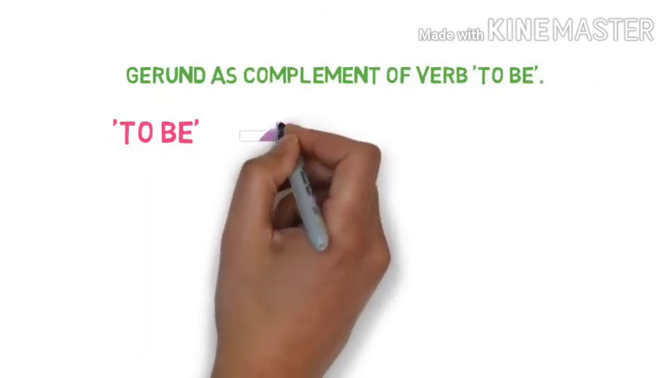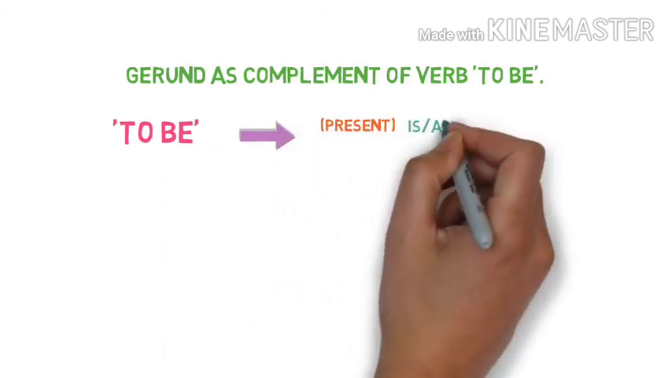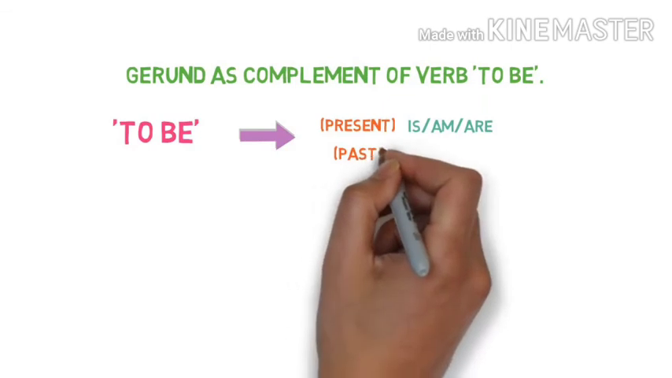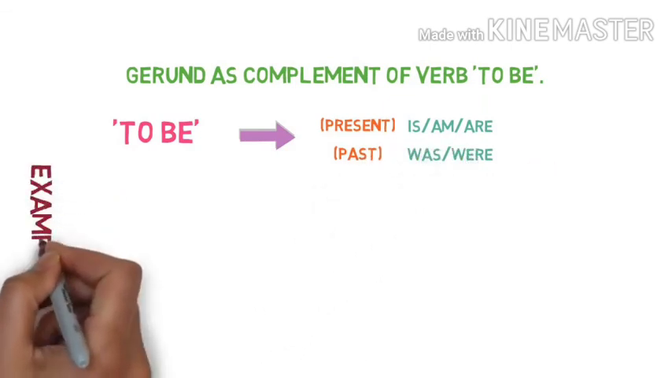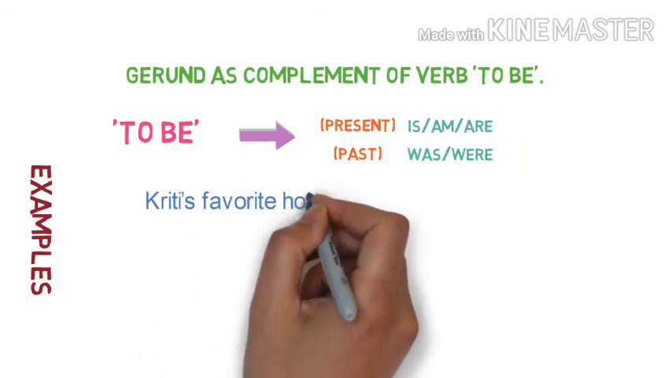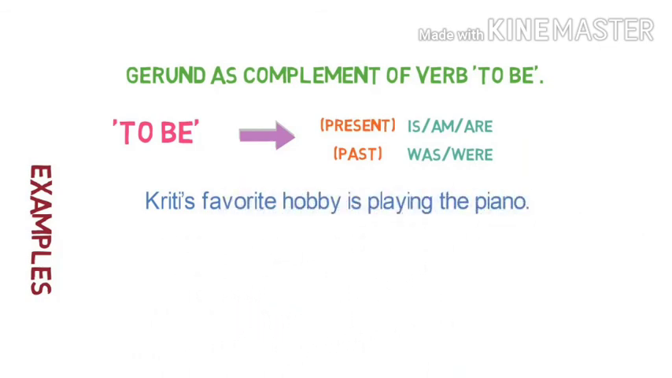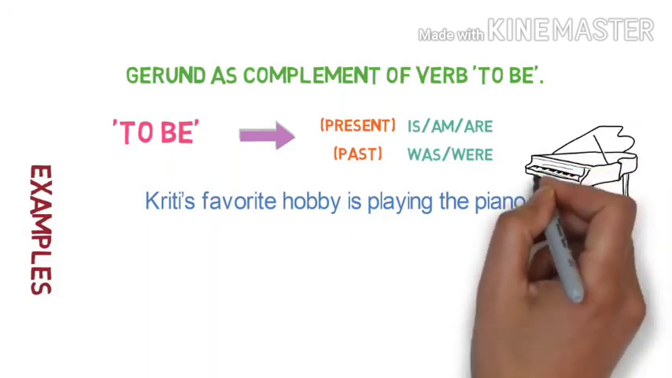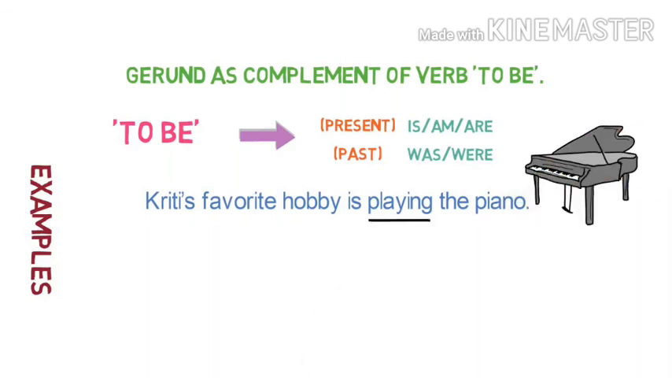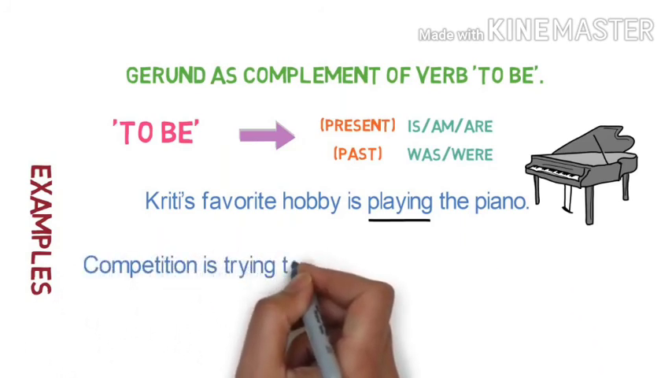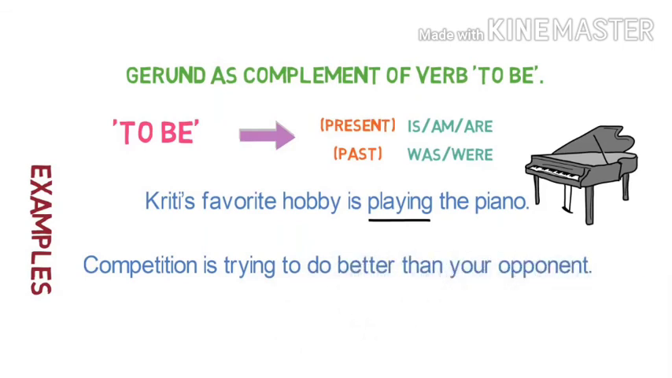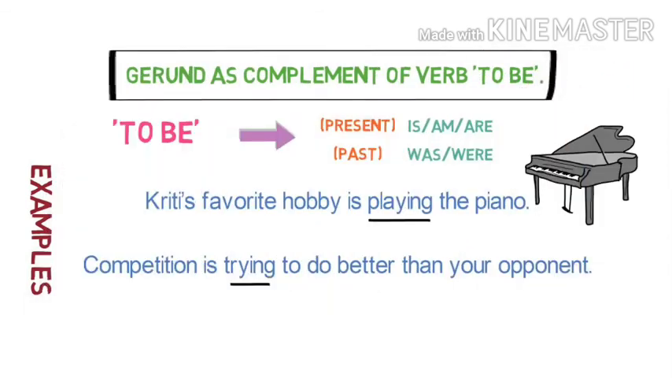Now what are to be verbs? In the present, they are is, am and are, and in the past, they are was and were. Let's see examples of them. Kriti's favorite hobby is playing the piano. Here, playing is a gerund as it is used as a complement to the verb is, which is a to be form. Let's look into one more example. Competition is trying to do better than your opponent. Here, trying is a gerund as it is used as a complement to the verb is, which is a to be form. That's how we can use gerund as a complement of the verb to be.